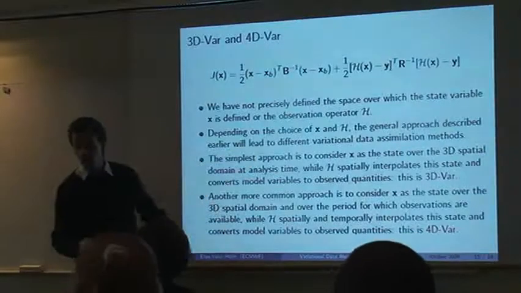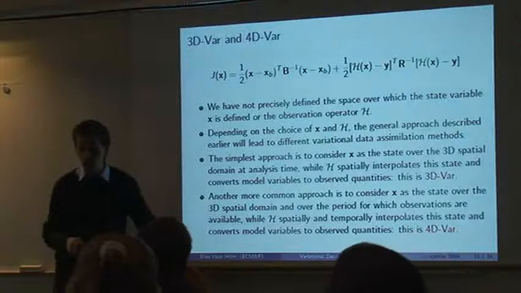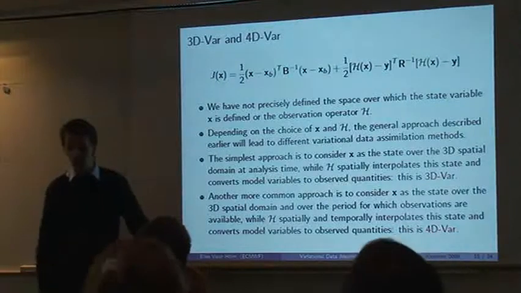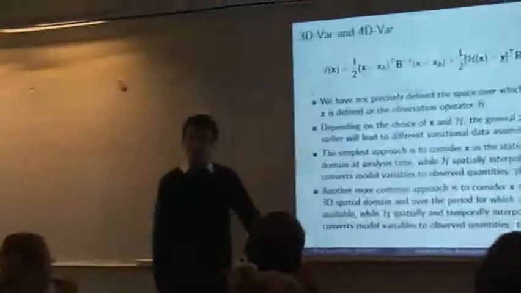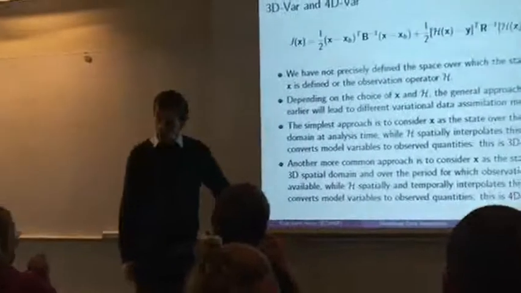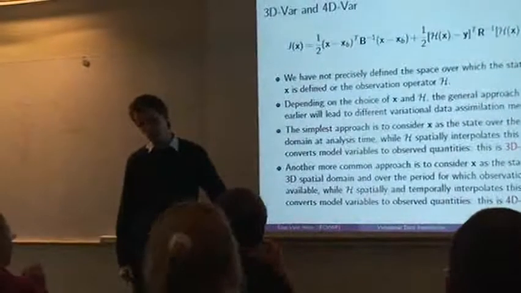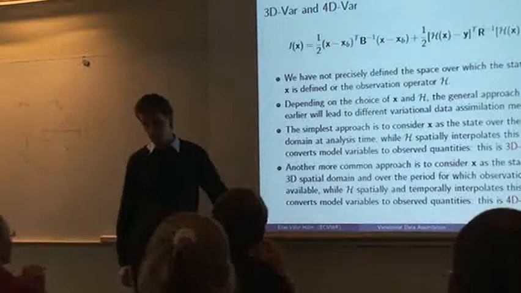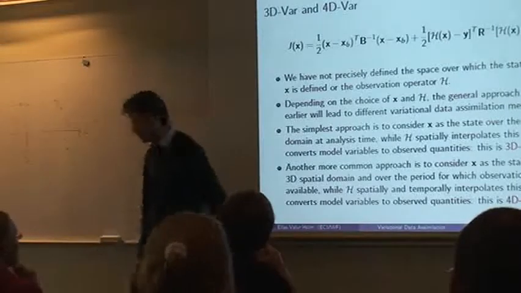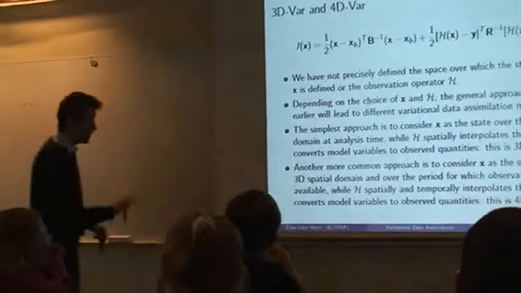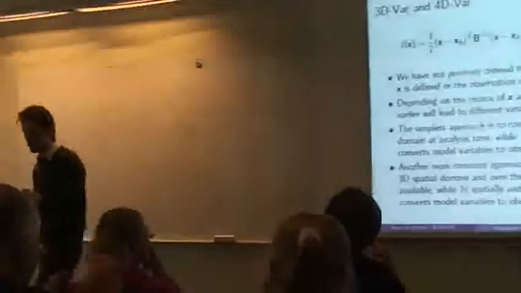Excuse me, maybe I missed something. So why are the dimensions of X and Y different? Because X is the dimension of the model. Y is the number of observations. Oh, number of observations, yes. So they don't need to have any relation to each other. They can be larger or smaller than each other, it doesn't matter.